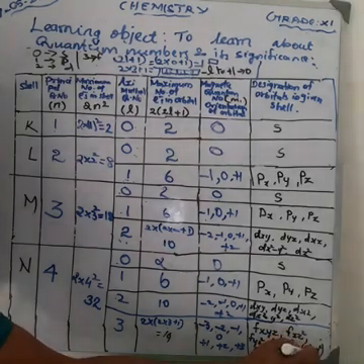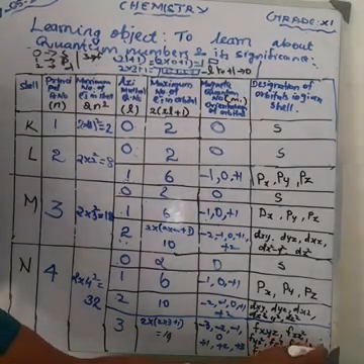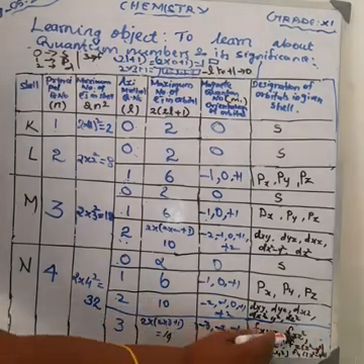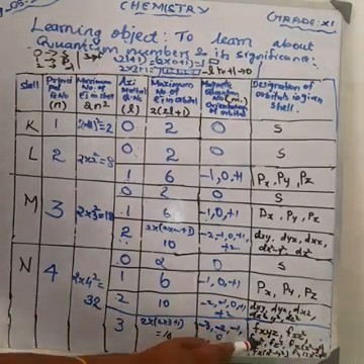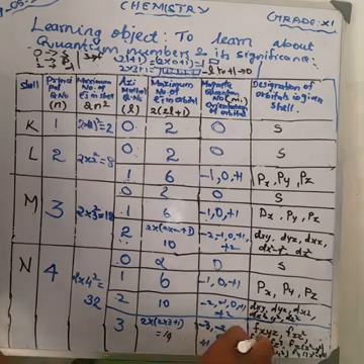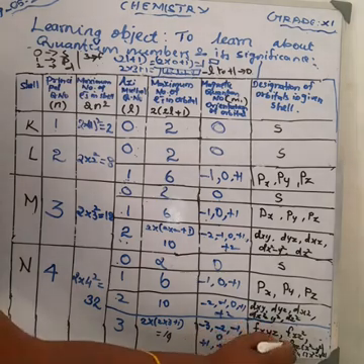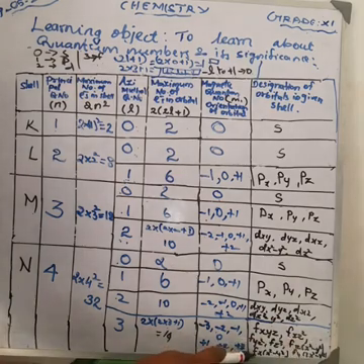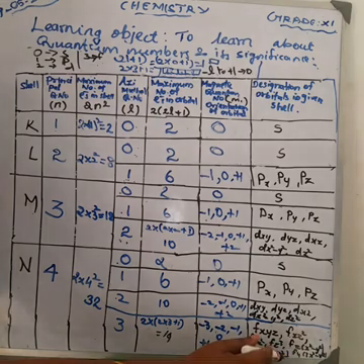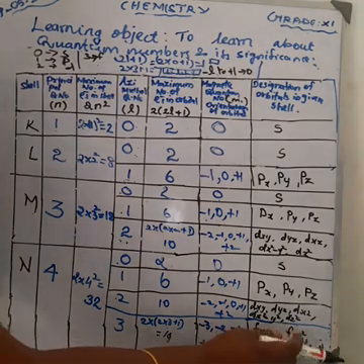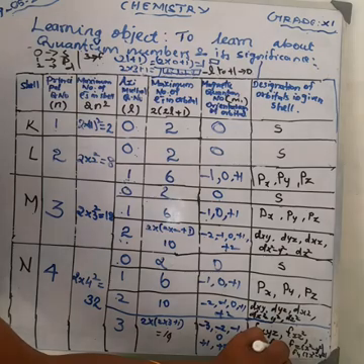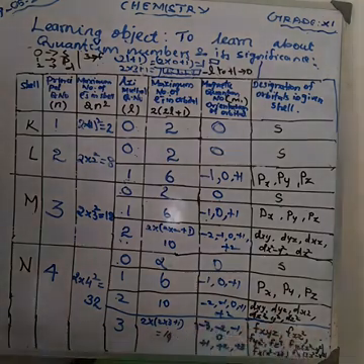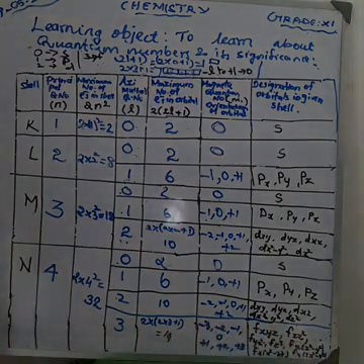What are the 7 orientations? fxyz, fxz square, fyz square, fz cube, fz(x square minus y square), fx(x square minus 3y square), fy(3x square minus y square). These are the 7 orientations for the f orbital. Okay, understood?